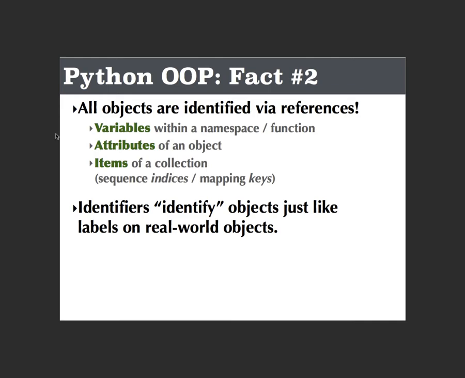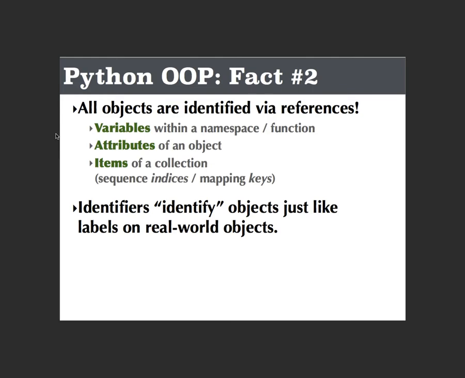Right? So in this context, I can talk about this. Variables within a namespace or function, that's a reference. Attributes of an object are also references. Items of a collection are also references. Actually, there are three kinds of references in Python. Just three types of references. There are three ways to refer to an object, I would say.